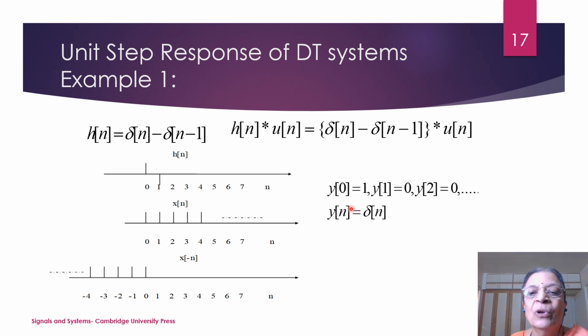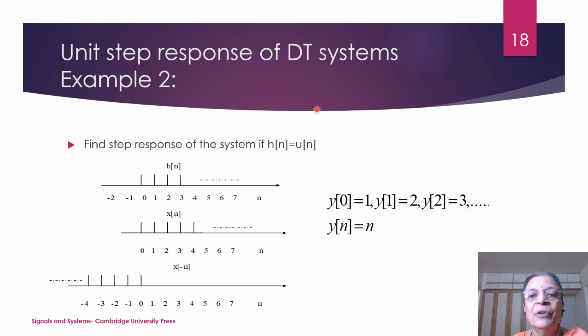Now I just go on calculating the output. I take the mirror image of x of n, so I get x of minus n, and I take the sample by sample product. So this is 1 here, this is 1 here, the output will be equal to 1. When I shift it further by one sample, this is 1 and this is minus 1, so the output will be 0. At 2, again only 2 samples overlap, one will be 1, one will be minus 1, so it will be 0. So for all further values, it will be 0, and yn will have only one sample at n equal to 0, so I write it as delta n.